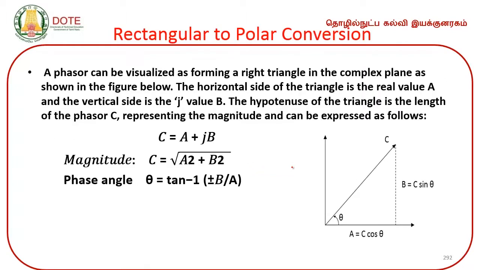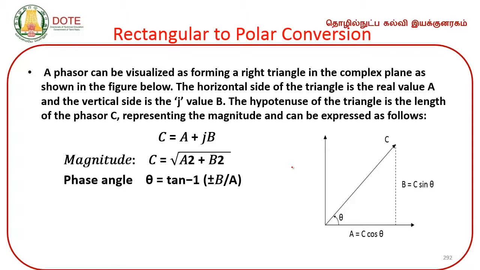Rectangular to polar conversion. There is every possibility that a given rectangular quantity has to be converted to equivalent polar and vice versa. Whenever you are provided with two rectangular quantities, you can multiply those rectangular quantities straight away and the final answer you can convert to polar also, and vice versa.